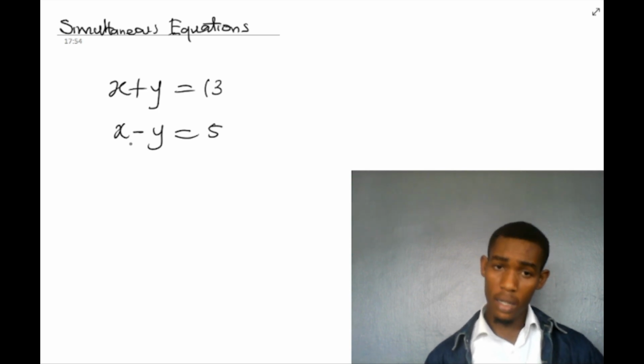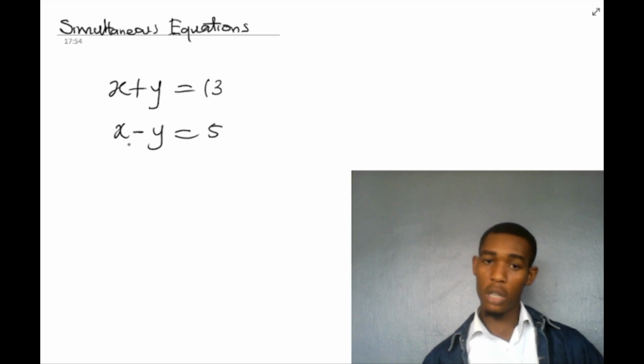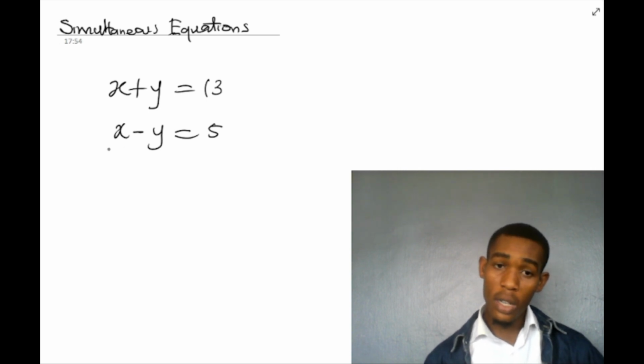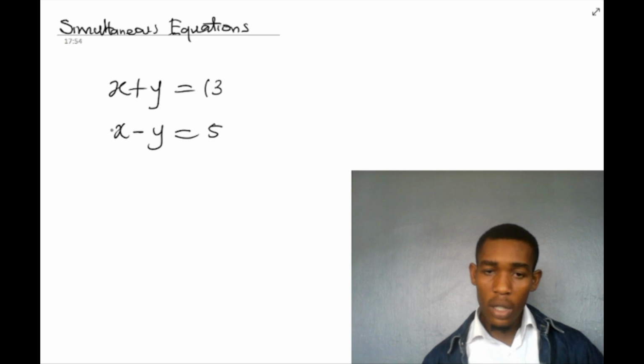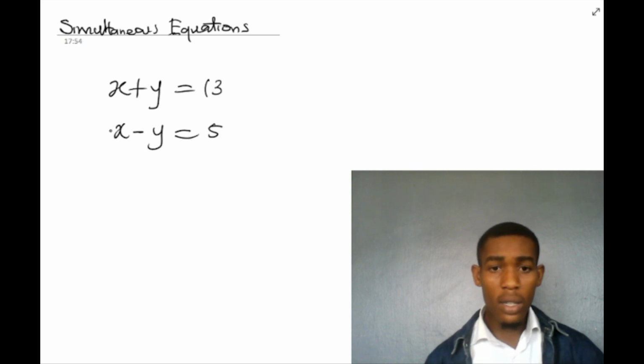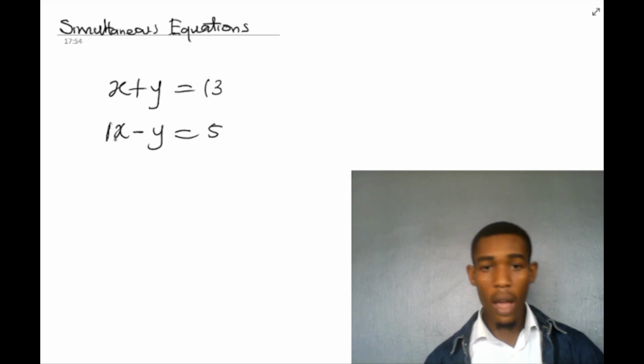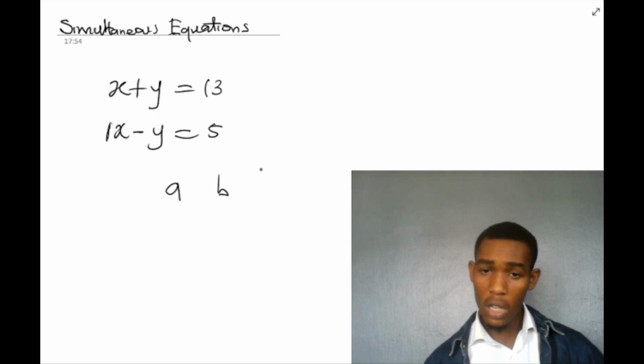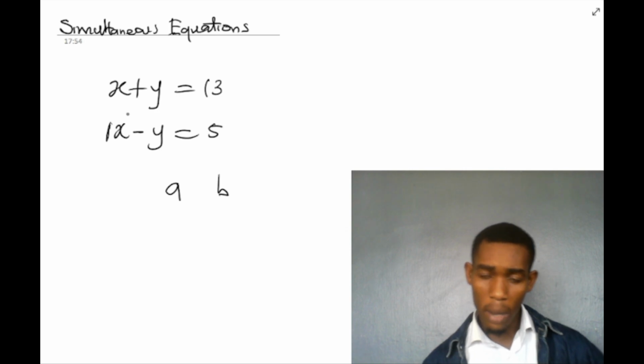When we see something like this, there's something we should pay attention to: the coefficients of the variables. In this case, the coefficient of x is 1. Once you see a variable written without any coefficient, say a, b, the coefficient of each of them is 1. So for each of these variables, my coefficient is 1, and that gives me a lot of options on how to go about this.